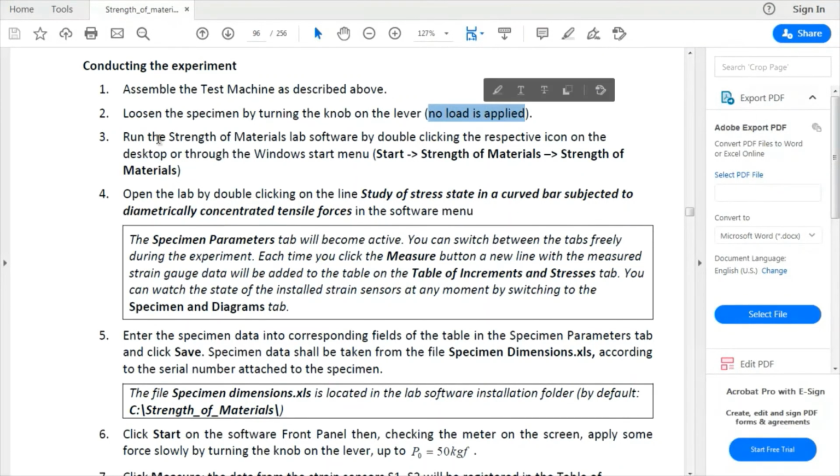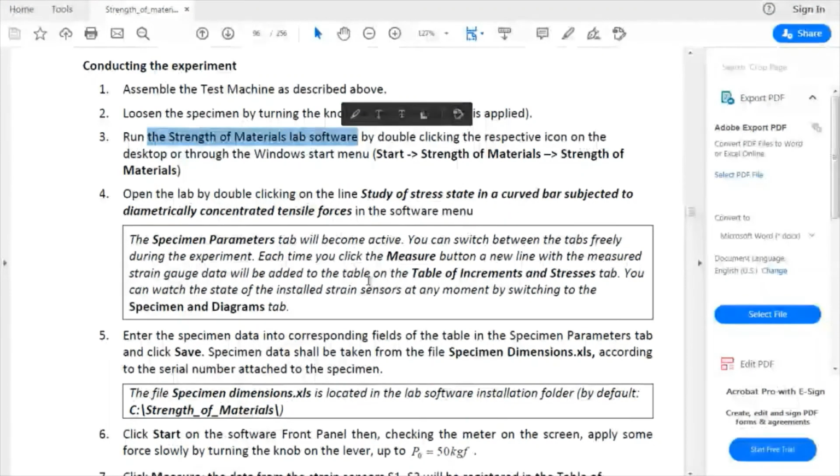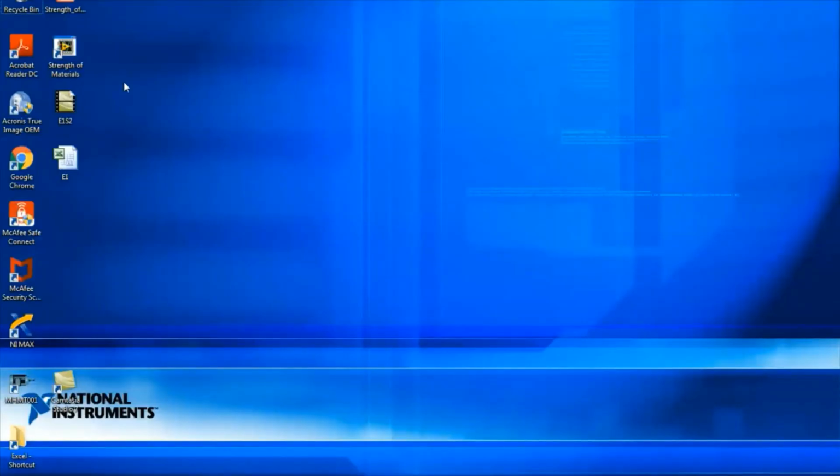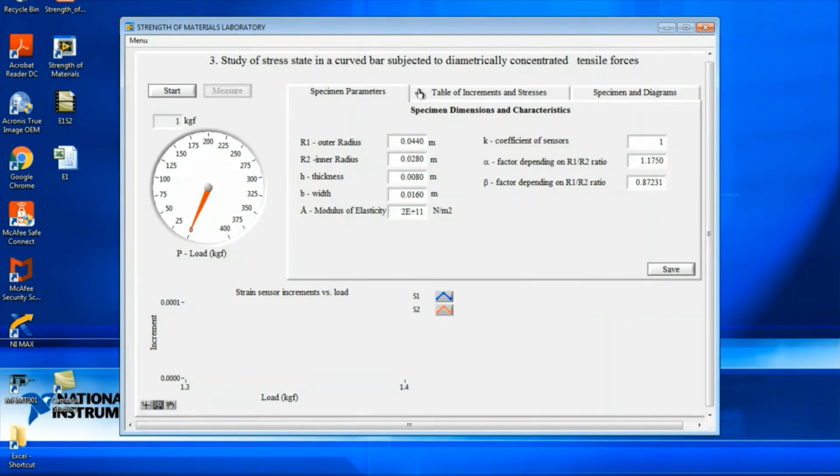Run the strength of material lab software by clicking the respective icon and select the third experiment, which is a study of stress state in a curved bar subjected to diametrically concentrated tensile force. So if I go to desktop, I will find the strength of materials software, third experiment, double click, and this is the platform of our third experiment.